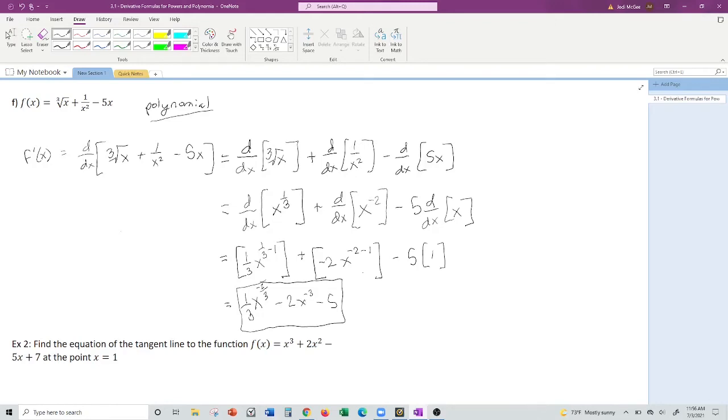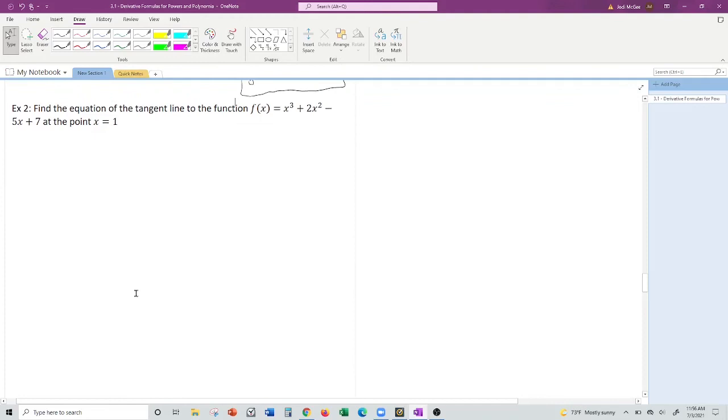So now in example 2, we're going to use these derivative skills to find the equation of a tangent line. We've talked a lot about tangent lines, and about how the derivative of a function is the slope of a tangent line. So now that we know how to calculate the derivative, we can go ahead and find the equation of a tangent line. The first thing that we need to do is find the derivative. Okay? So we need to calculate f prime of x.